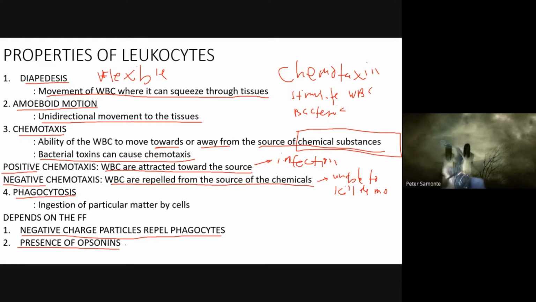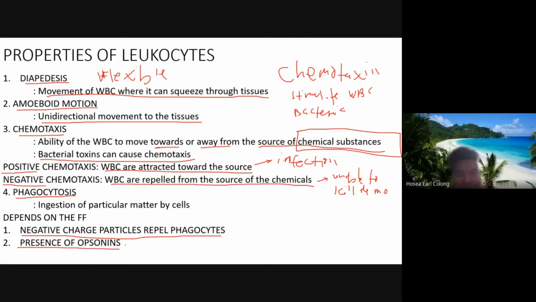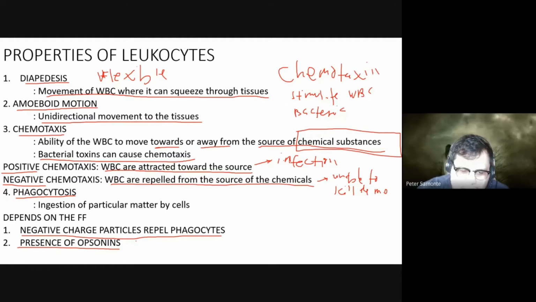Does anyone know what opsonin is based on your immunology and serology class? Speeds up phagocytosis. It speeds up the process of phagocytosis. Okay, so these are substances that, very good, enhance phagocytosis.